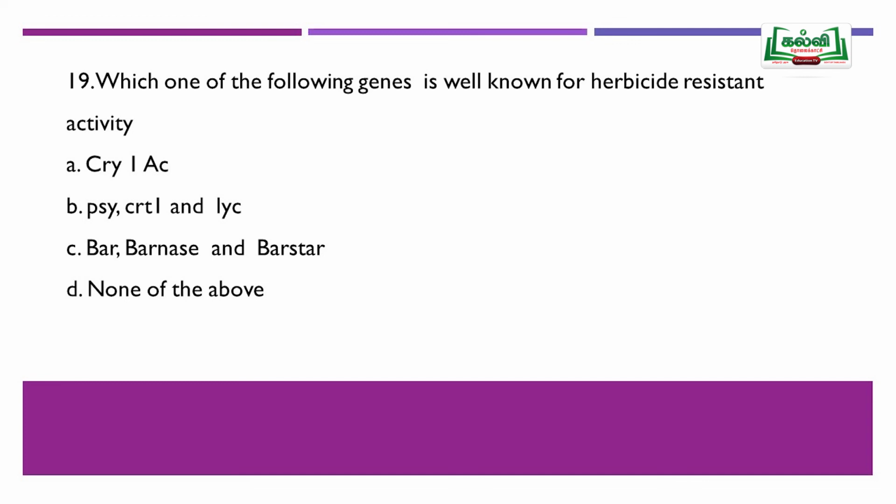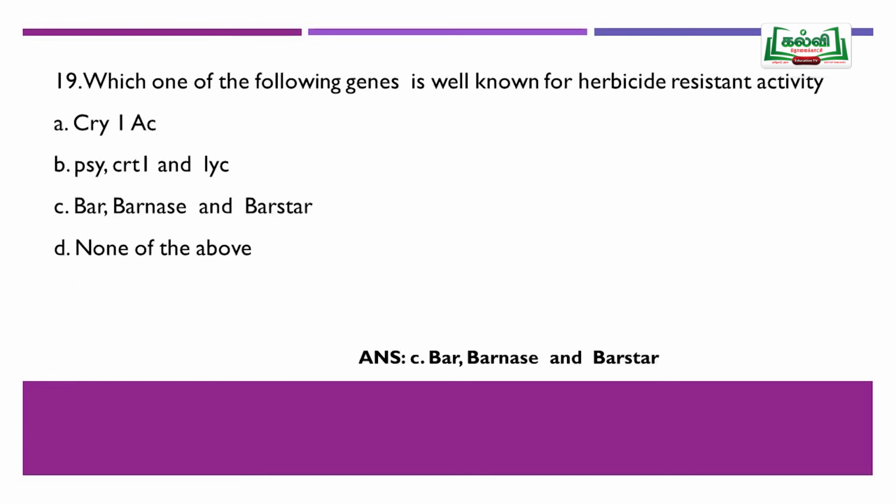This is the exact and correct answer for this. Using the Bar gene, Barnase and Barstar, then the PPT gene, and many other genes, we may produce a herbicide resistant plant. The last one is none of the above. So, the correct answer for this is option C, Barnase and Barstar genes.